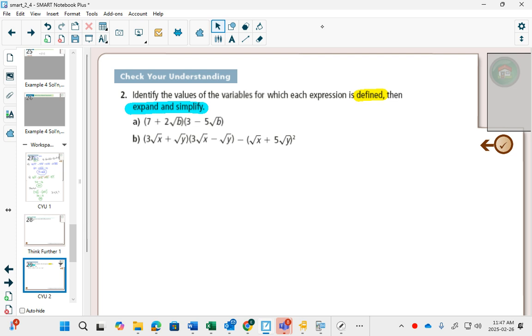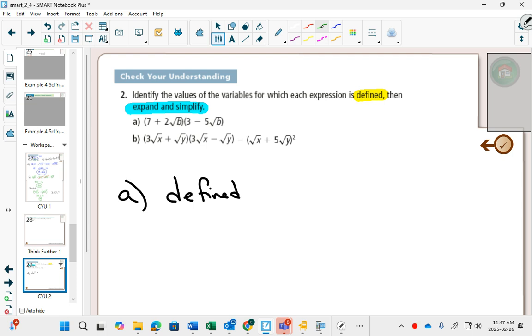Expand and simplify. The word expand means get rid of all the brackets. Simplify means put together your like terms, your like radicals, put it in lowest terms. So we've got some work to do on these. Starting with A. Let's start with the defined part.